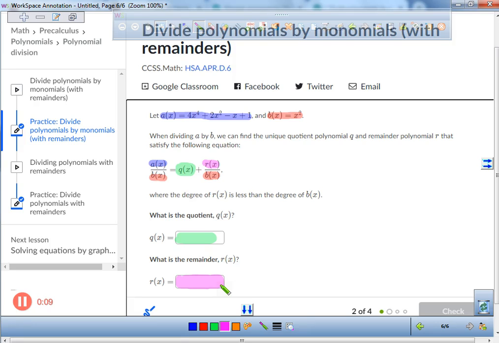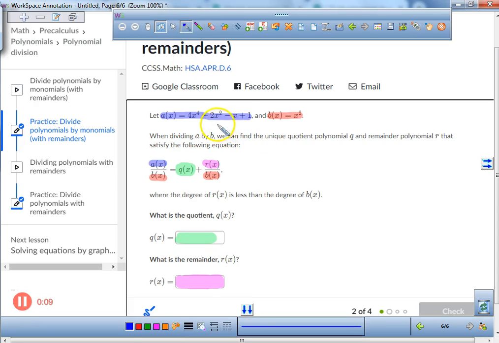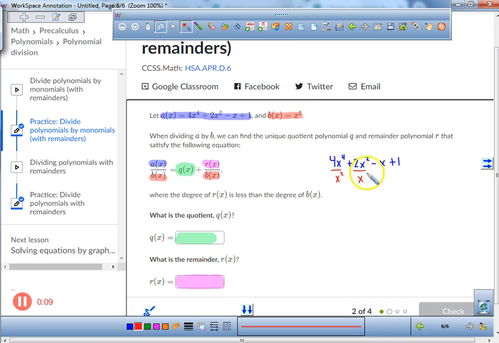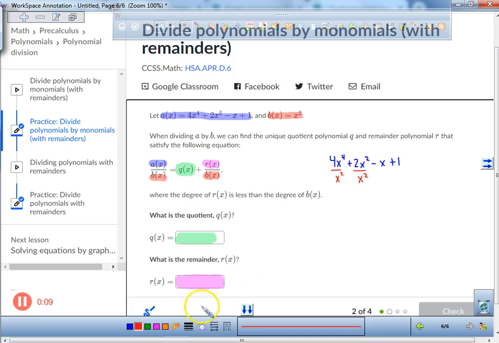So the first thing I'm going to do is write down what a of x is equal to. And a of x is equal to 4x to the power of 4 plus 2x squared minus x plus 1. And we're going to be dividing this by x squared. Okay? So we're going to divide this guy by x squared, and we're going to divide this guy by x squared. But you'll notice, look right here, I can't divide this by x squared because x squared does not go into a negative x, and x squared does not go into a 1.